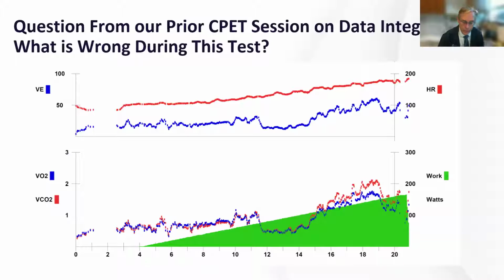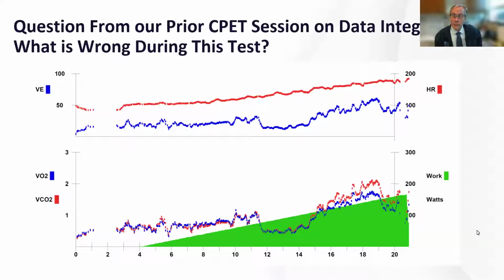So hopefully most of you that attended the last meeting got the message that even during the test, it's very important to actually be looking at the data. So I just wondered if anybody could put in the chat box what they think is wrong with this test. So you have oxygen uptake and CO2 output as a function of time here. The green is work rate. And then on the top, you have heart rate and ventilation. So I don't know if we can see the chat box. If anybody has any specific answers, I won't spend too long on this.